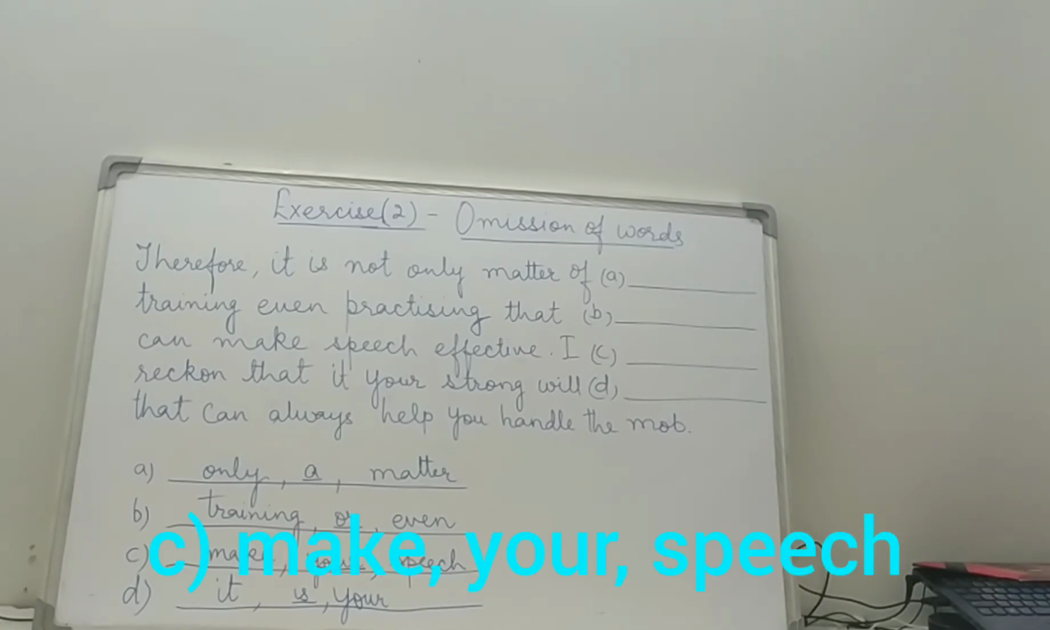Now here you can write down a word like your. So your, or you can also use the also. Or that can make your speech effective. So before your, you have written make, and after your is speech. Next: I reckon that it, your strong will. Obviously after it there must be some verb, supporting verb or verb. So it is written, I reckon that, because it is all in present tense, so same tense is followed. I reckon that it is your strong will. So it is the word before the actual word is, and your is the word after the actual word is. So in this way you have to do the omission of words.